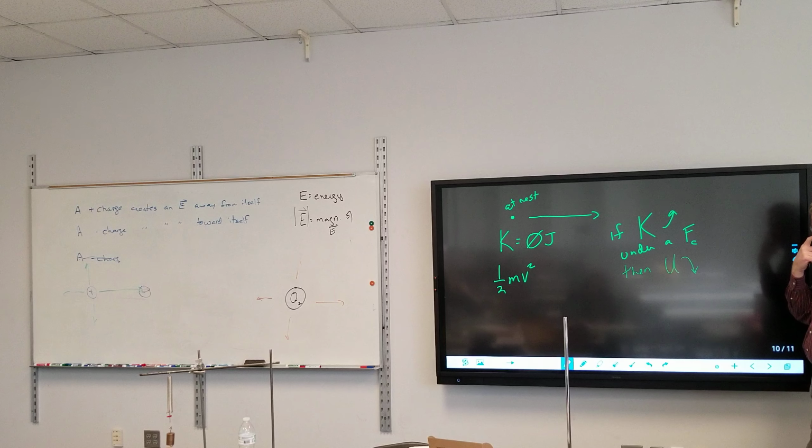Object at rest, I put a charge at rest in the presence of another charge, its potential energy will drop as it starts to move towards or away from the other object.